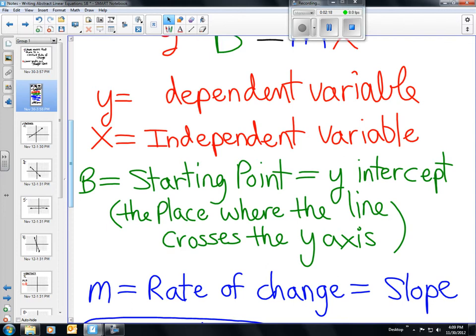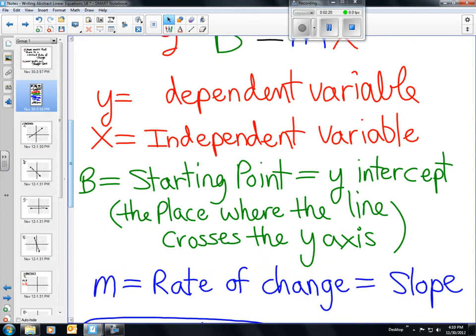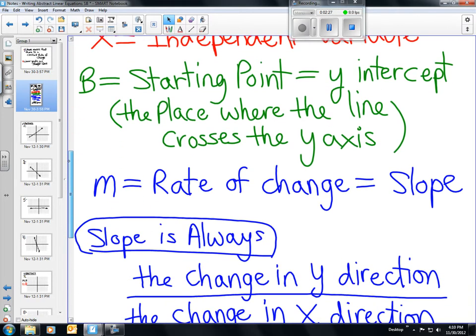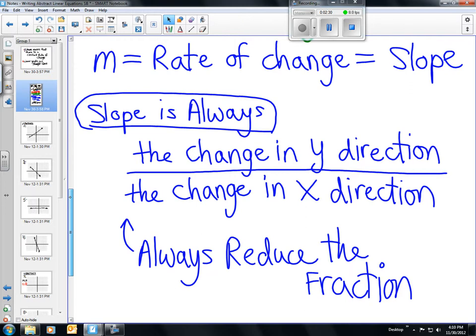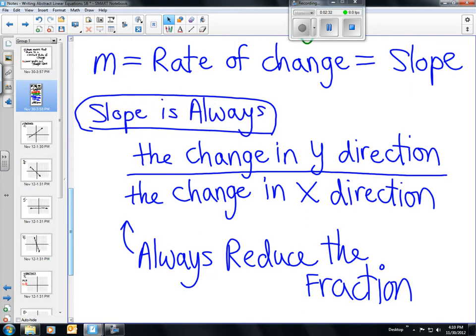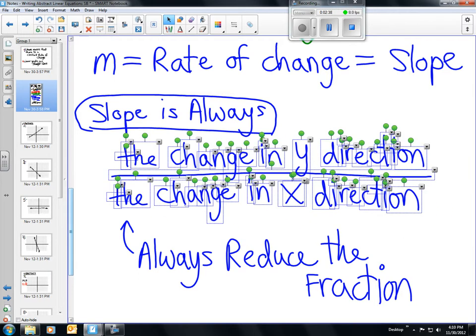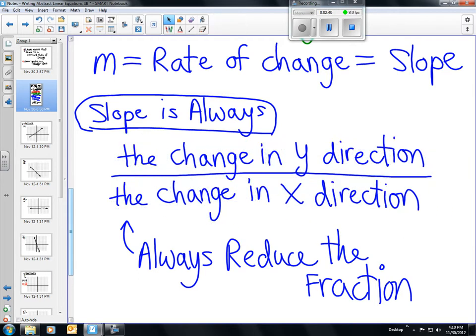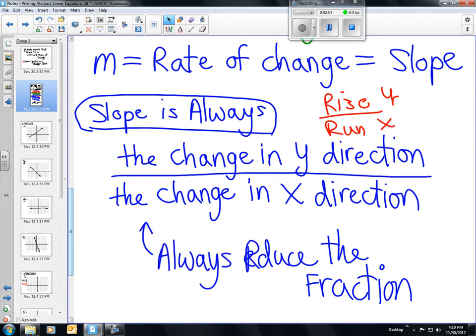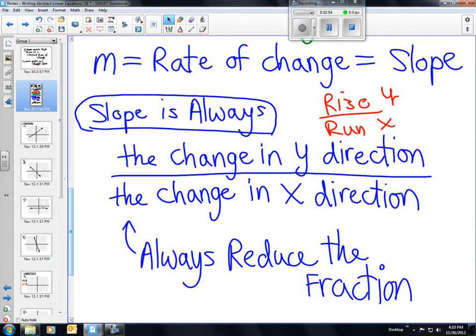And then m is the rate of change, but we can also call that slope with the abstract graphs. An important thing to note about slope: it is always the change in the y direction over the change in the x direction. I've heard people say the rise over the run, so that's a good way to remember it. It's the rise, or the y direction, over the run, which is the x direction. And whenever we're dealing with the slope, we want to make sure we always reduce that fraction to its simplest form.